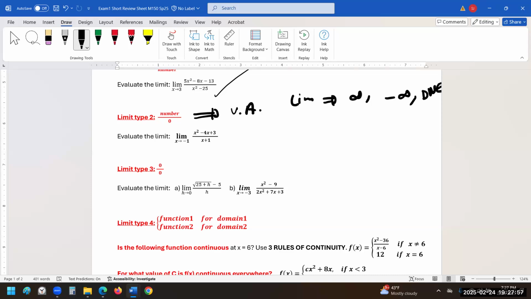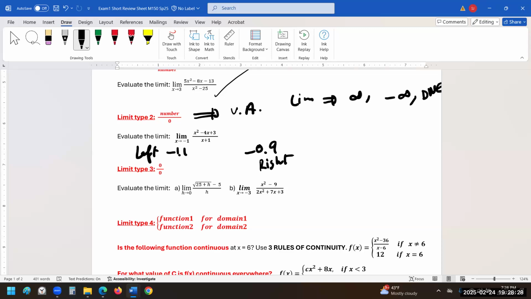So here it's -1. So pick something from the left of -1. Let's say -1.1. Sorry, -1.1 is on the left. So this is the left limit. And then you pick something from the right. Let's say -0.9. It's on the right side, right? So this is the right limit. And you observe the sign.